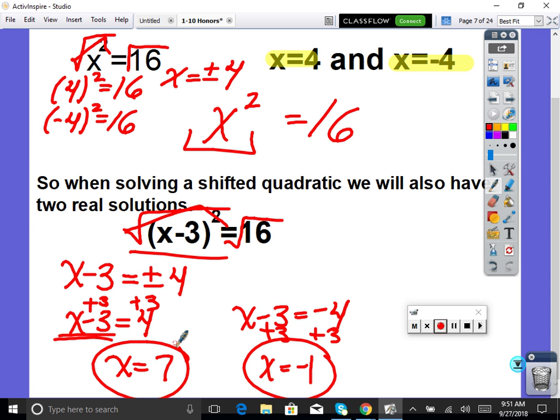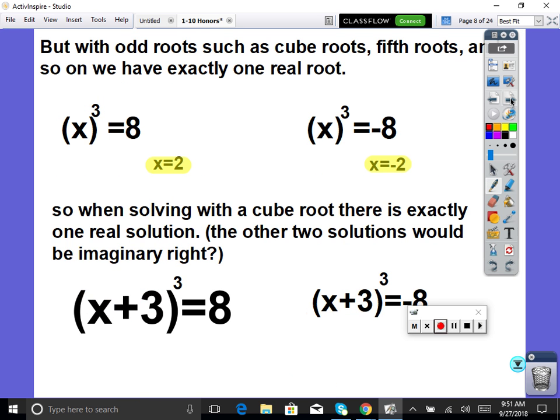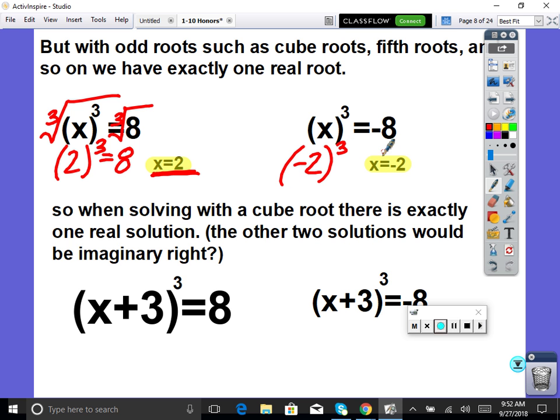Now, so you're saying, so even roots will have 2 solutions, but what about odd roots? So let's look at odd roots. X cubed equals 8. Isn't that 2 cubed equals 8? So that if that's true, then the cube root of 8 must equal 2. And only 2, because negative 2 cubed does equal negative 8, but not 8.